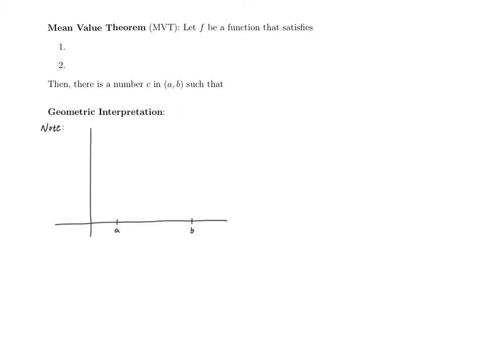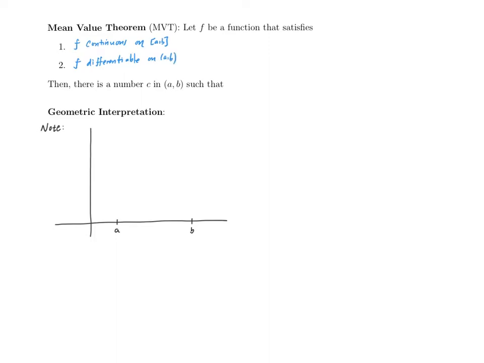The statement of the mean value theorem, which I will almost always abbreviate with MVT, is very similar to Rolle's theorem. We start off by assuming that f is a function that satisfies, now just two properties, but they hopefully look familiar. The first is that f is continuous on the closed interval from a to b. The second, as you might have guessed, is that f is differentiable on the open interval from a to b.